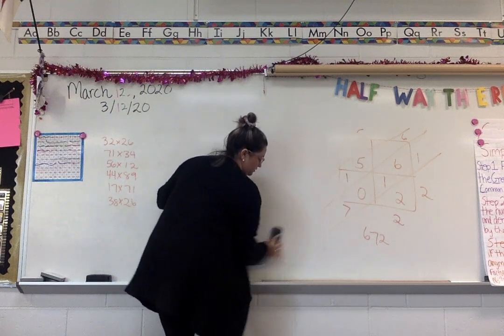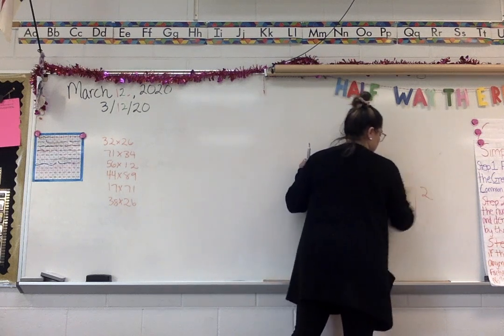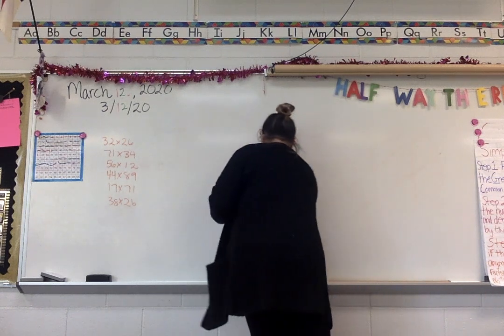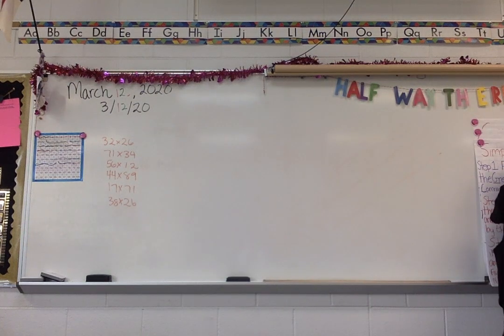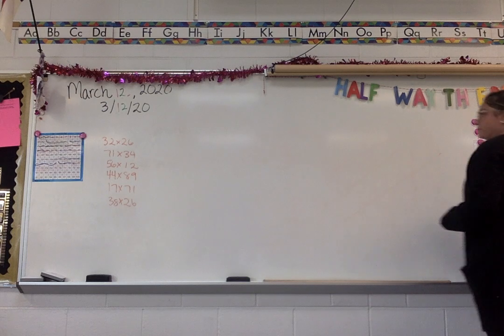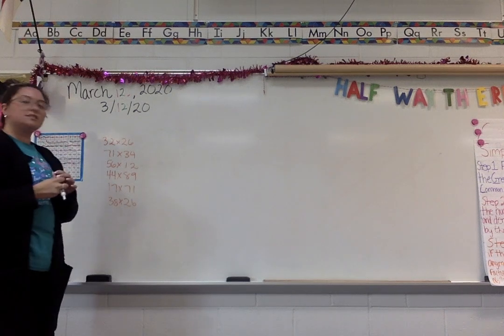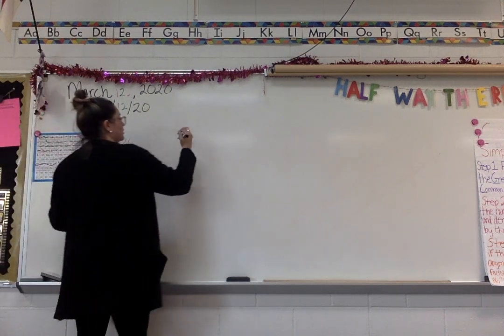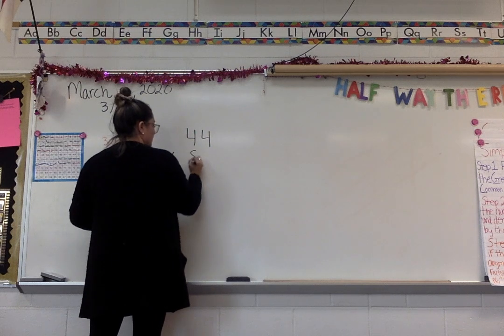I'm going to move to a black marker because I think it might actually be easier to read as well. Okay. So our next one, 44 times 89. So 44 times 89.